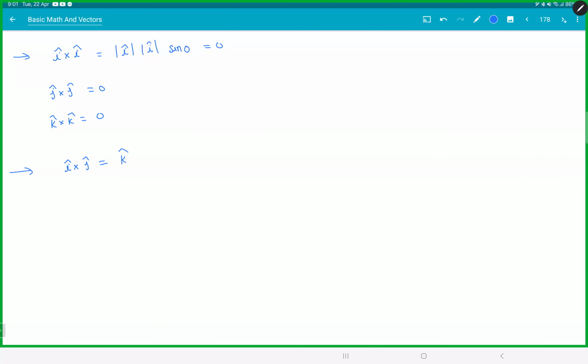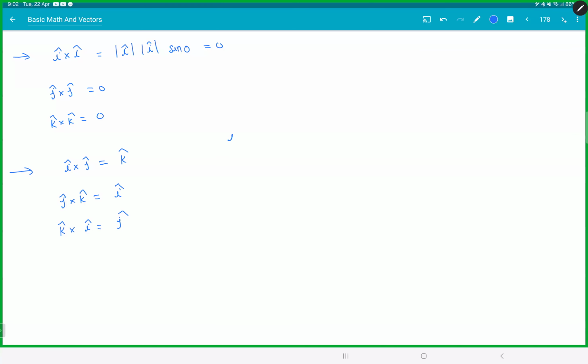Remember, this is the reason it's called vector cross product. When you do the cross product, you get a vector. When you do dot product, you get a scalar. Similarly, if you do j cross k, when y rotates towards the z axis, j cross k is I. K cross I is j.